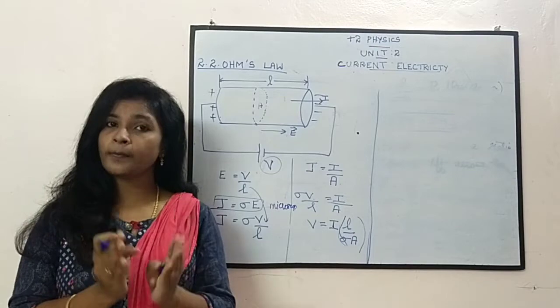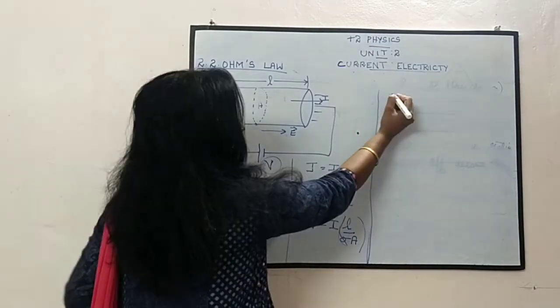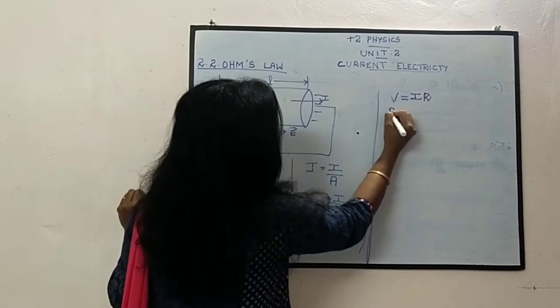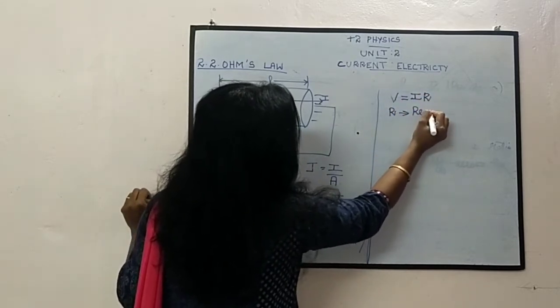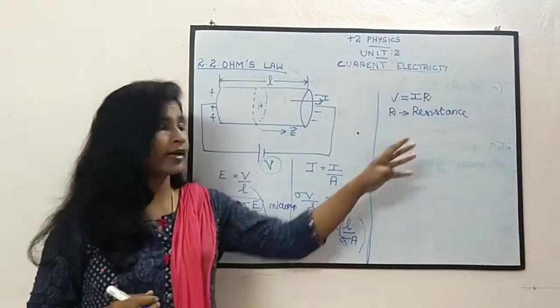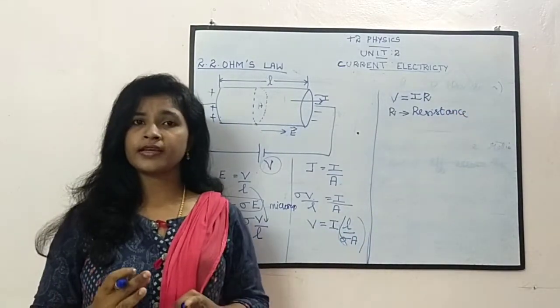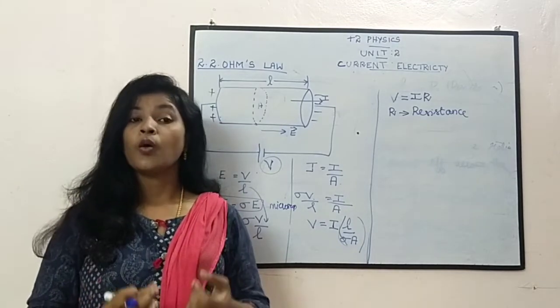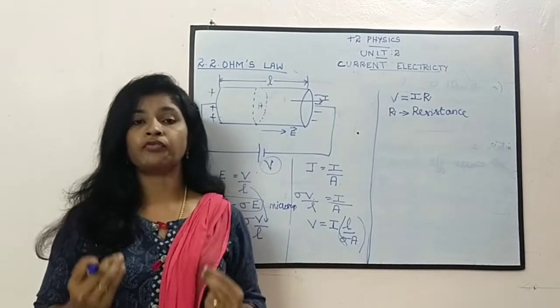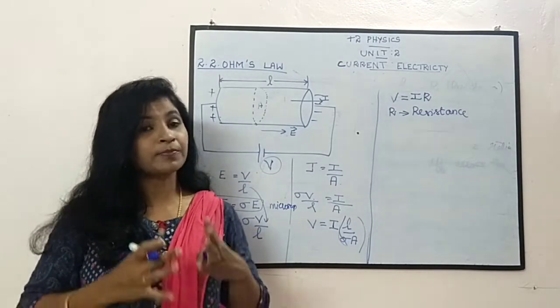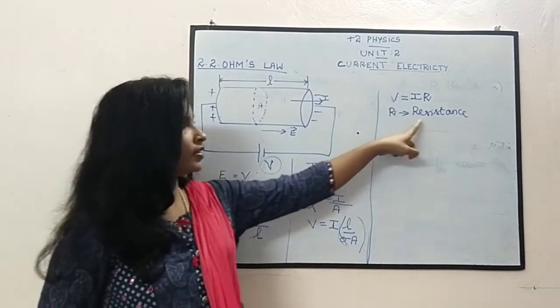That means opposition. So I can write it as V is equal to IR. R is nothing but what is called resistance. You might already have studied about resistance, right? What is meant by resistance? It is an electronic component which will resist the flow of current. That means it will oppose the flow of current. It will have some obstacles. So that is called resistance.